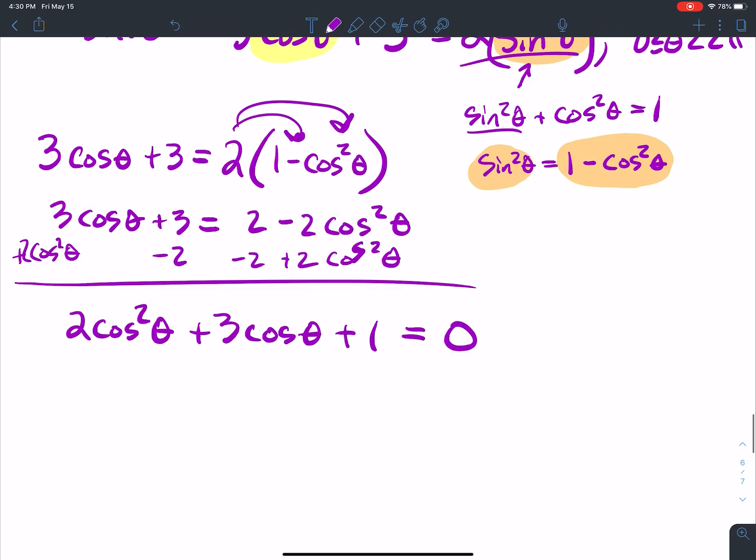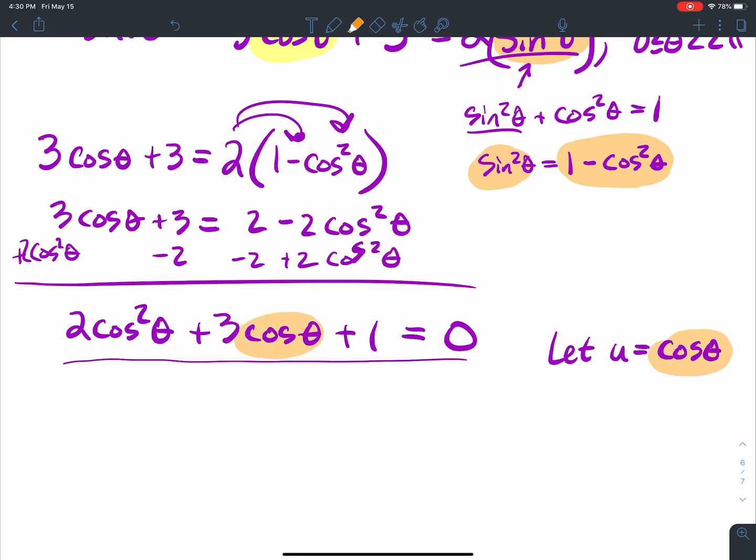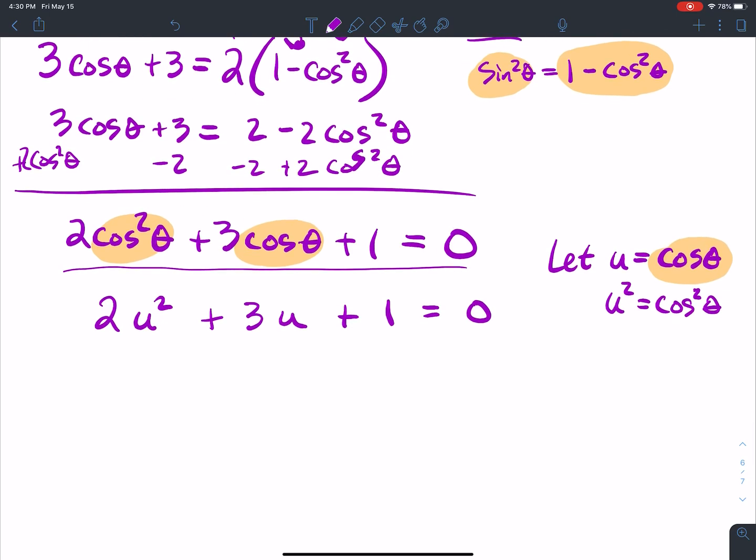Now, I've got a trigonometric function that is a quadratic in cosine. Okay? So I'm going to let u equal cosine theta. Everywhere I see a cosine theta, I'm going to put u, and everywhere I see a cosine squared theta, I'm going to put u squared. So this is 2u squared plus 3u plus 1 equals 0. Now I've got to do the AC method again, a times c. Why am I calling it the AC method? You think about this as ax squared plus bx plus c equal to 0. It's the first times the last, so the lead coefficient times the constant term.